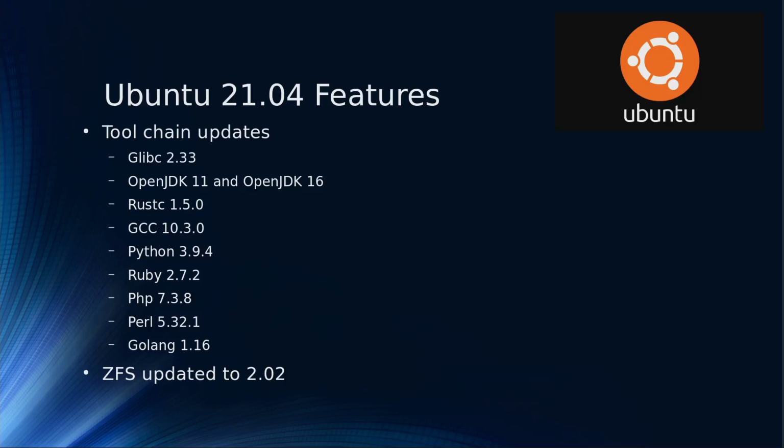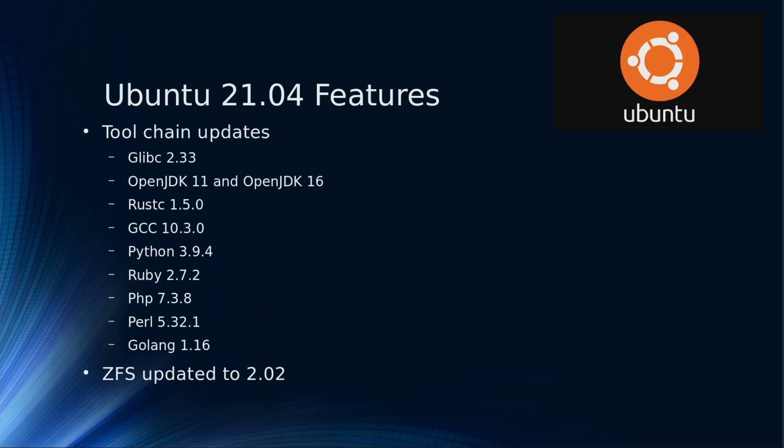So the toolchain updates, I always include these. glibc is now 2.33. OpenJDK 11 was in the previous release, but you can now optionally use OpenJDK 16 if you wish. Rustc has been updated to 1.5.0. The GCC compiler has been updated to 10.3. Python is at 3.9.4, Ruby at 2.7.2, PHP 7.3.8, Perl at 5.32.1, and Golang to 1.16.